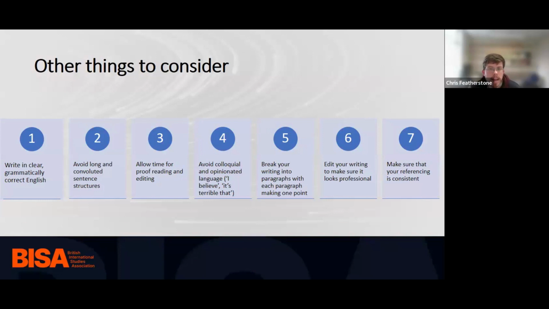So these are just some final points that I like to stress when I'm talking to students about their essay writing. Okay. So firstly, write clearly, write in clear grammatical English. Okay, make sure that that is still a focus for you. It's very particular essay writing, but it still needs to be very clear and grammatical.